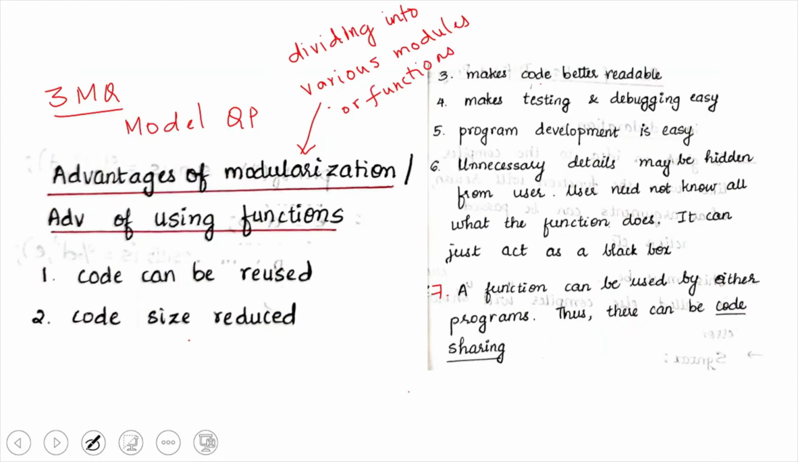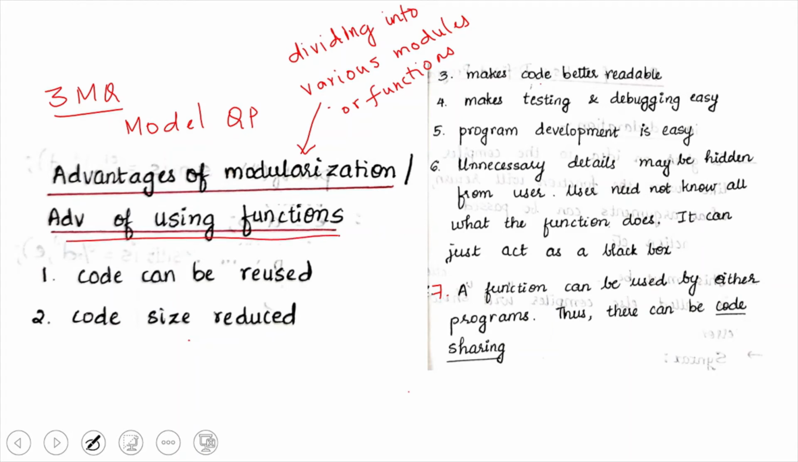This is a 3-mark question which is present in the model question paper. It asks why we need functions, or why we are having modules inside a program. It describes why we require modules or why we require functions. Another way to say it is why we require modularization, or it could also be the advantages of using a function.